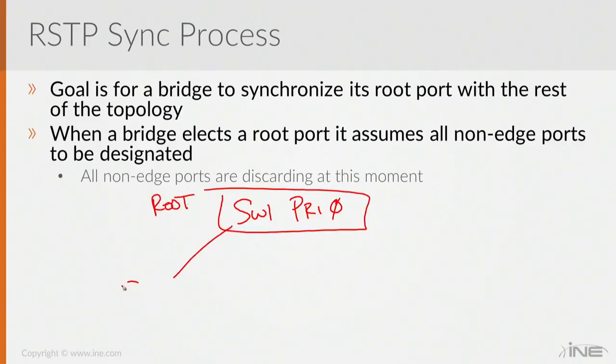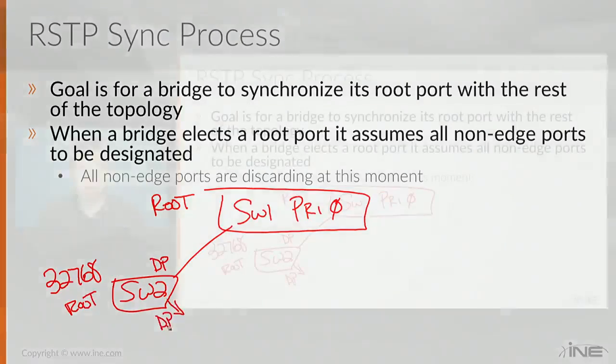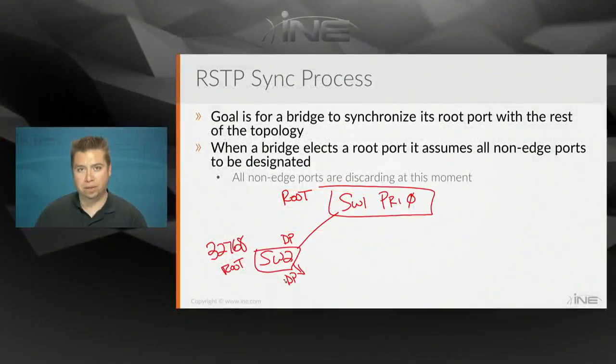We now plug a new switch in. We plug switch 2 in, we power it up. It comes on with a default priority of 32,768. It says, okay, I'm the root bridge. I'm setting all of my ports to be designated ports, because from the root bridge perspective, every interface is facing away from itself. It's facing downstream or southbound.